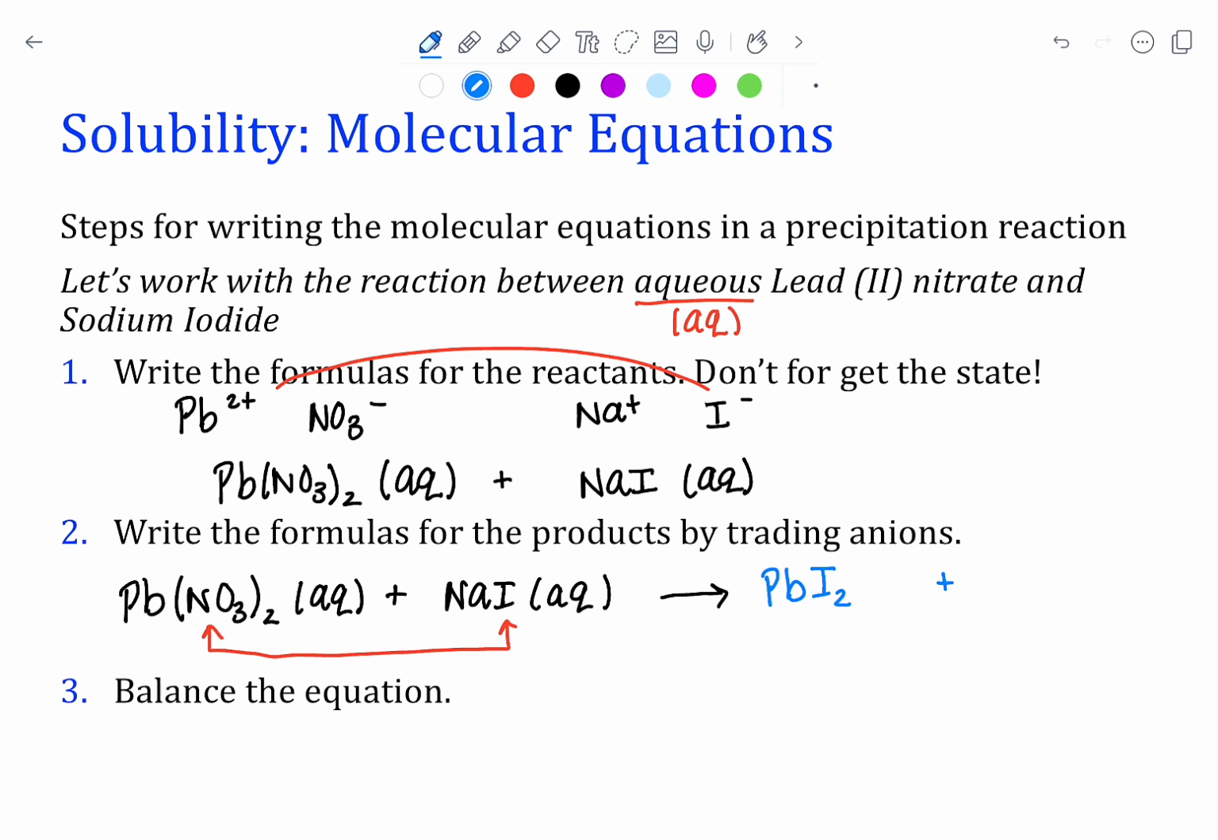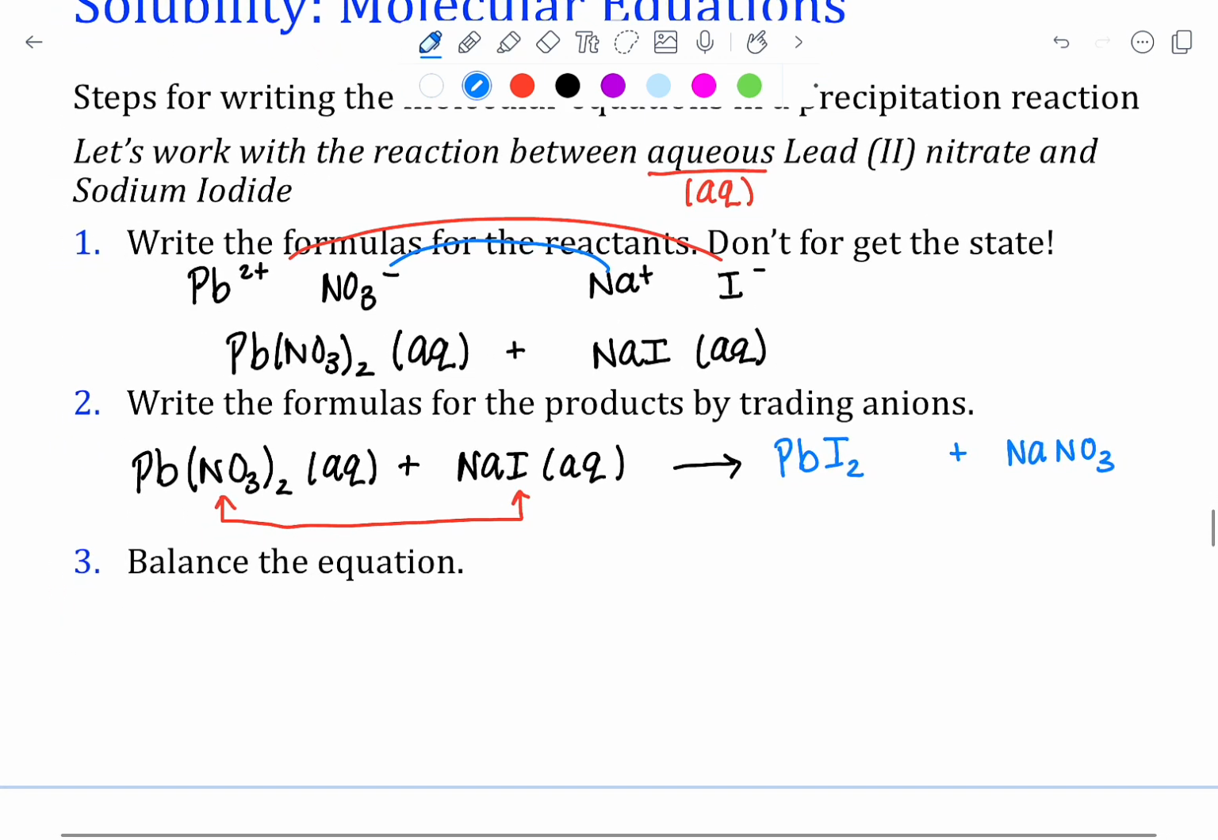And then we get sodium with nitrate, so we get NaNO3. So I'm still following my rules for ionic compounds, making sure that my formulas of my products are properly balanced to account for the charges. Okay, so now we want to balance the equation. We're going to use our rule of keeping our polyatomic ions together when we're balancing these. So we have Pb, NO3, Na, and I.